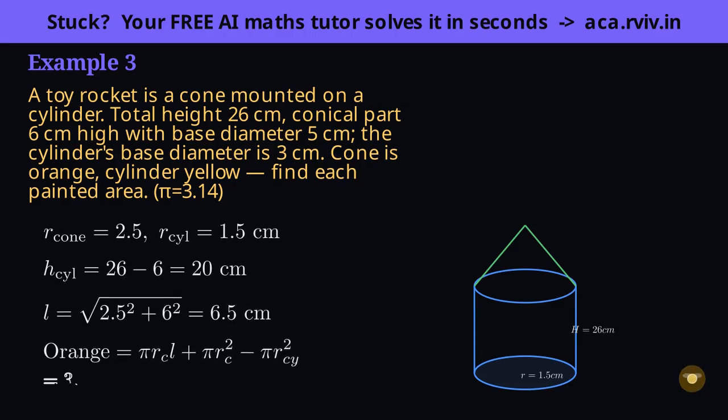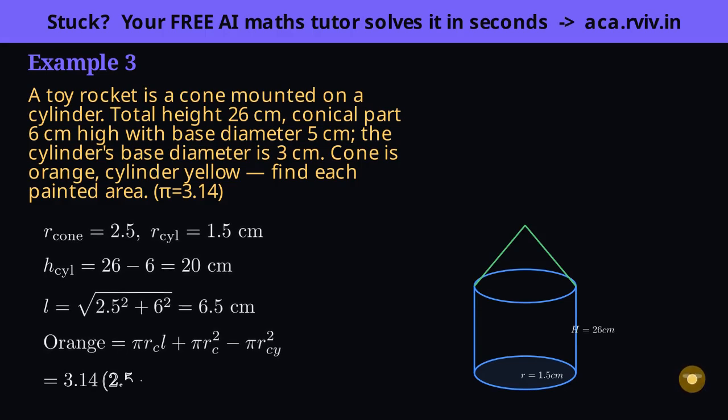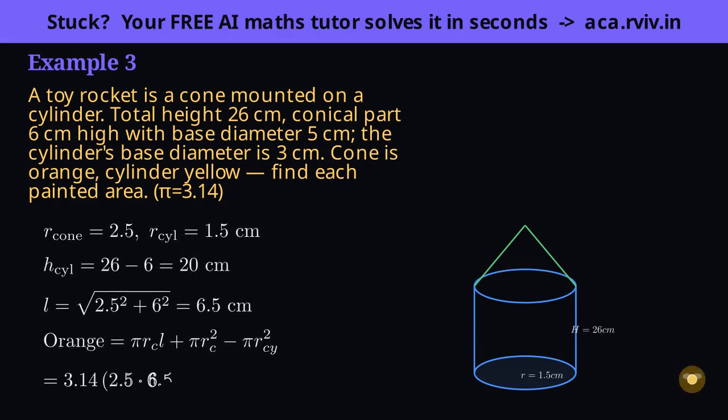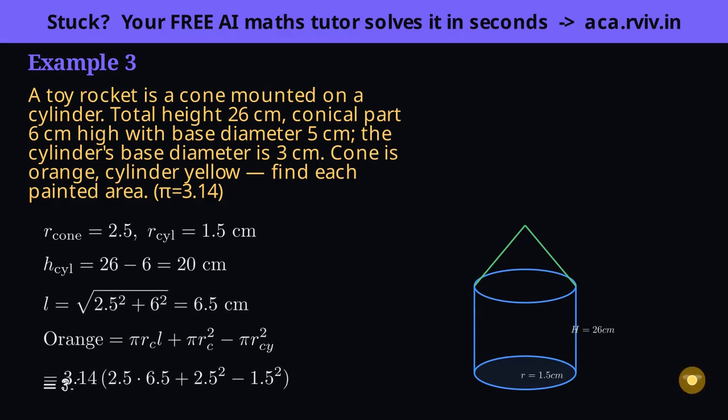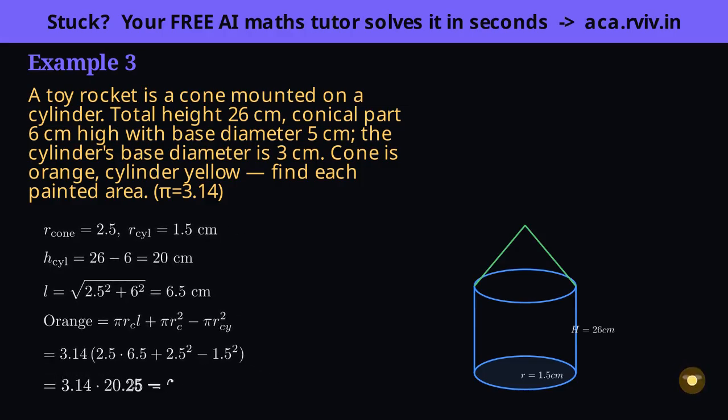Substitute the numbers, keeping the shared pi, here 3.14, out front, and just work the bracket, 2.5 times 6.5 for the slope, plus 2.5 squared, minus 1.5 squared for that visible ring. Evaluate the bracket to 20.25, then multiply by pi for the orange area, about 63.59 square centimeters.